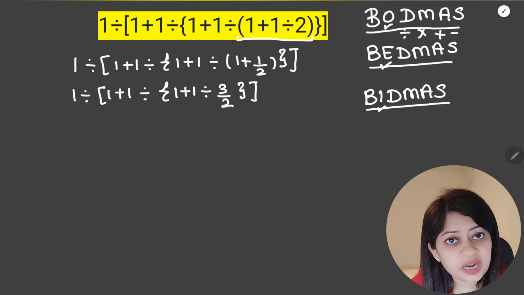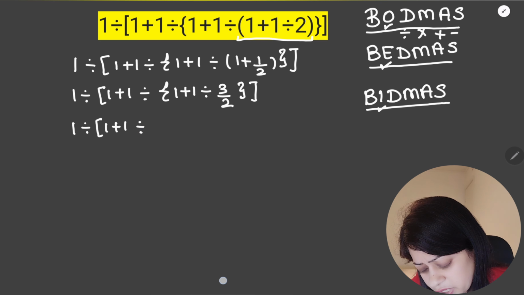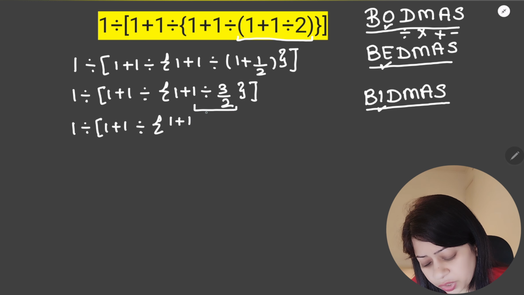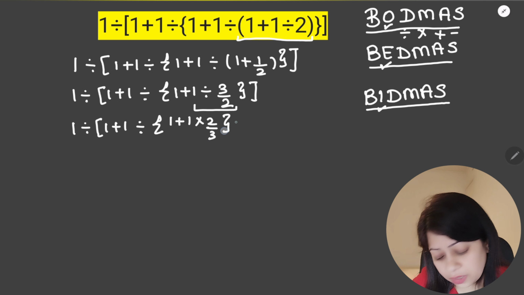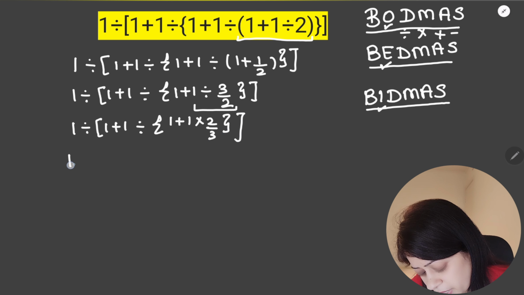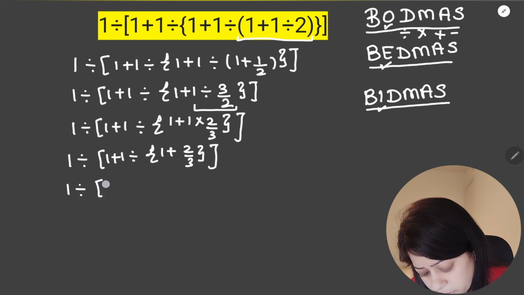Now we'll solve the middle bracket. So 1 divided by 1 plus 1 divided by. In here as well 1 plus 1, we will solve this first. What is 1 divided by 3 by 2? It is actually 1 multiplied by 2 by 3. Right? So 1 divided by 1 plus 1 divided by 1 plus 2 by 3. Right? Now 1 divided by 1 plus 1 divided by.